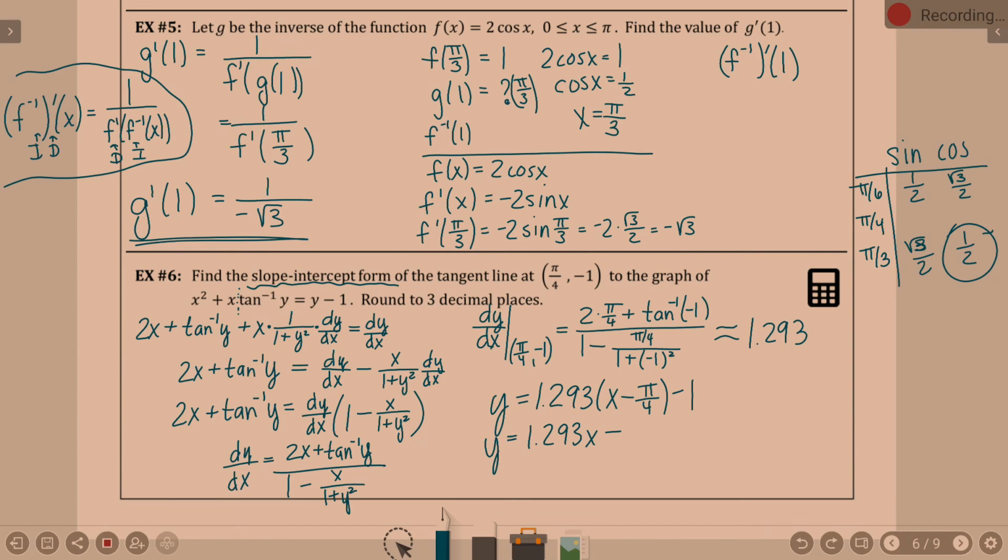And this would be a calculator trick again, right? I don't have the steps written out in my book, I just have an answer at that point. But I would, because what are you doing? You're multiplying 1.293 times the negative pi over 4, right? And then you are subtracting 1 from that. Negative 2.06. Yeah. That's what I got. Okay.